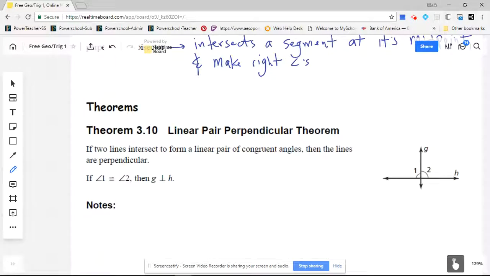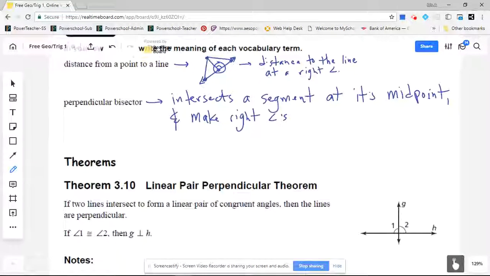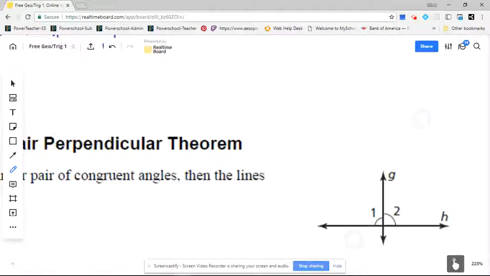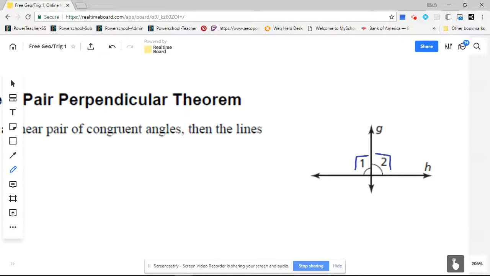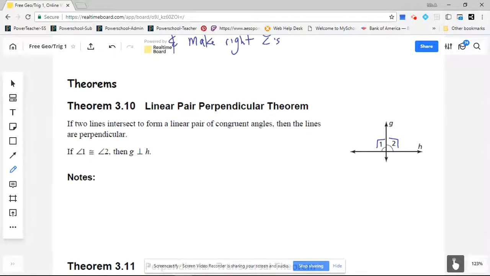There's just a couple of quick little theorems here that you might want to look at. Linear pair perpendicular. Basically, if 2 angles are a linear pair, like 1 and 2 make that straight line, right? And if they're congruent angles, the only way you could have a linear pair and them being congruent is if they're both 90. So that means the lines would have to be perpendicular because they make 90-degree angles. So if linear pairs are equal, then they're both 90, then the lines are perpendicular.